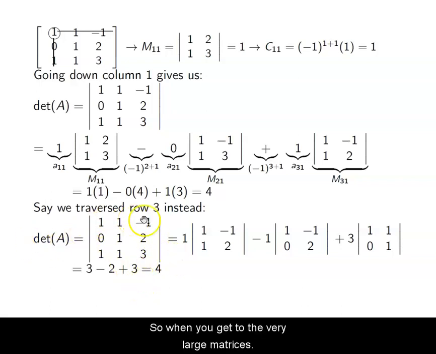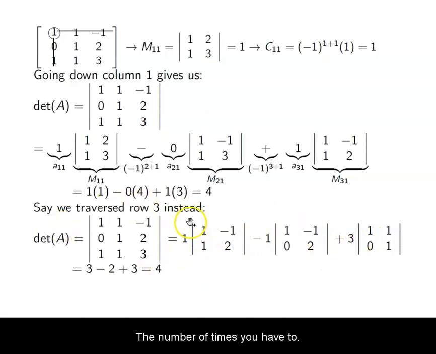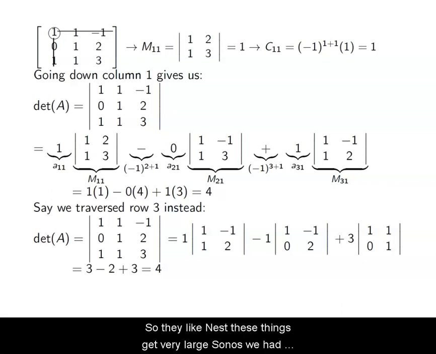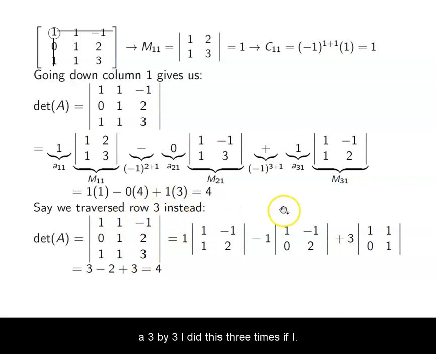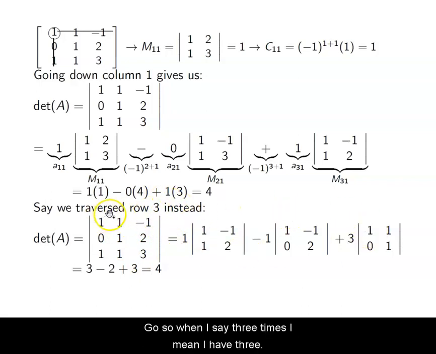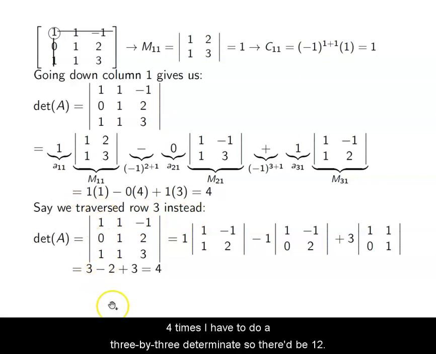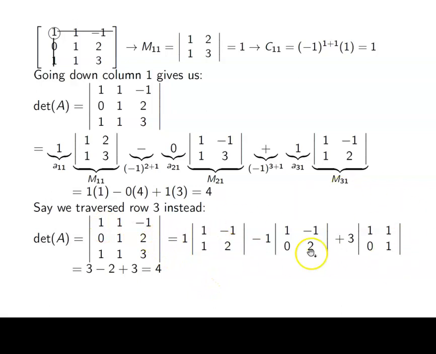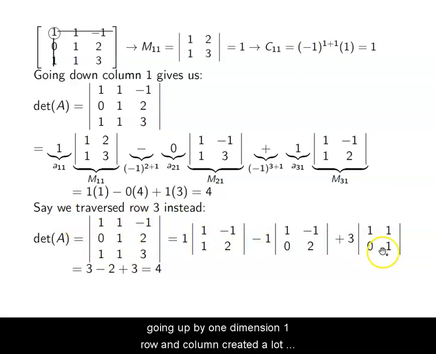So when you get into very large matrices, the number of times you have to nest these things gets very large. So notice we had a 3x3. I did this 3 times. When I say 3 times, I mean I have 3 subdeterminants I have to find. If I had a 4x4, 4 times I'd have to do a 3x3 determinant. So there would be 12 matrices I'd have to do. That's a lot of math, right? So just going up by 1 dimension, 1 row, 1 column, creates a lot more math.